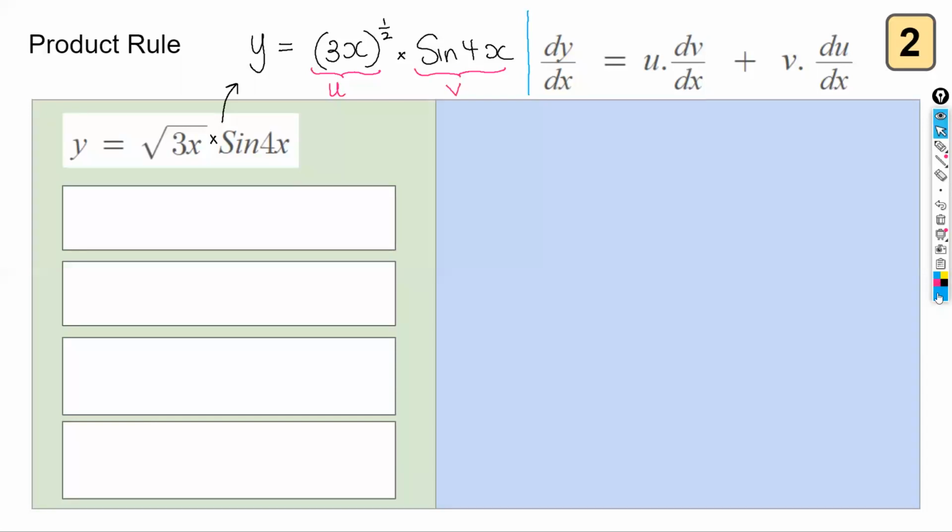We said that we are going to let the first part be u. So u is going to be 3x to the power a half, and v is going to be sine 4x. So we need to differentiate both items. When we differentiate the first one, we're going to get du dx. Now this one is pretty simple to differentiate.